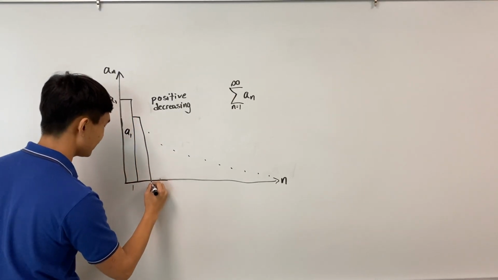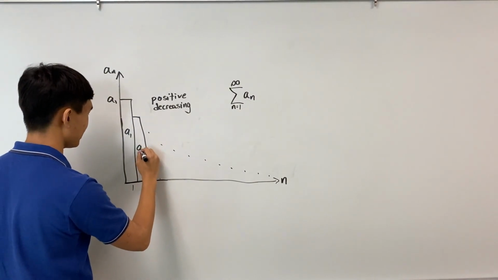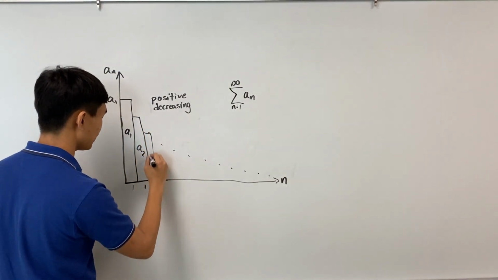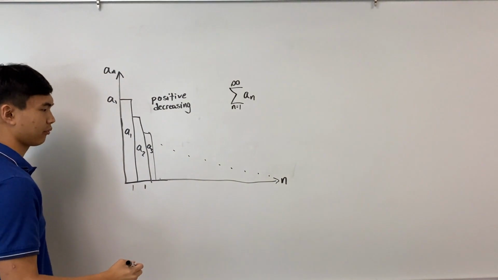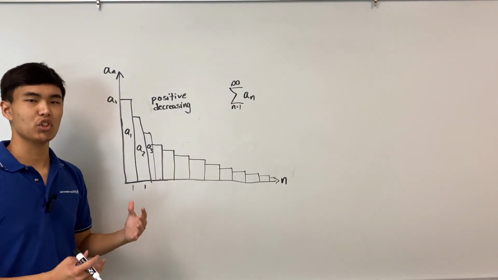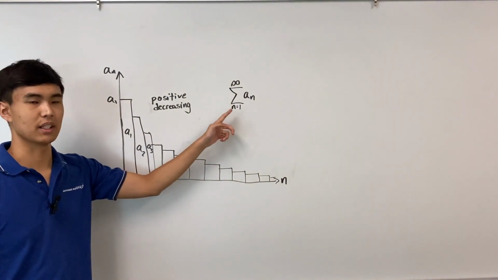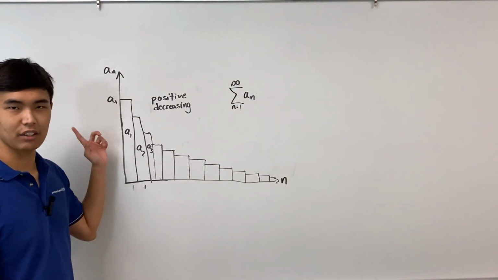And here's the second rectangle, so width is also 1, so this area is A2, and so on and so forth. Kind of like this. And this is one way you can visualize the addition of every term in the sequence to infinity. But doesn't this look a little familiar?